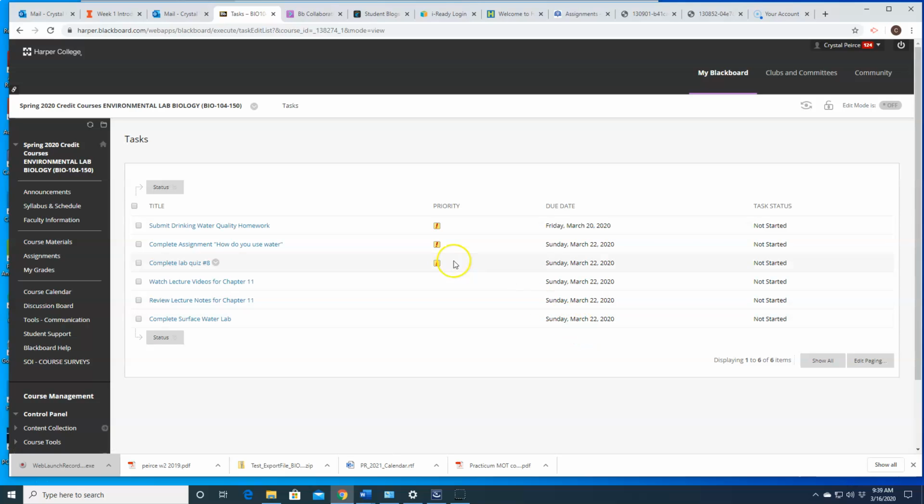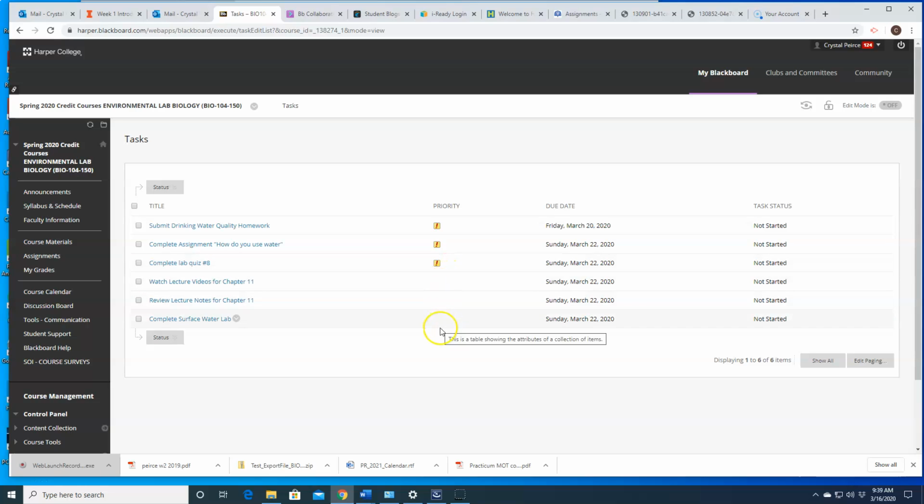but I've got until Sunday to do it. Things that are flagged are things that are high priority, which means these are things you have to submit to me for points this week. So the drinking water quality homework is due on Friday. The assignment, how do you use water, is going to be due Sunday night, and the lab quiz is going to be due Sunday night. So these little exclamation points just mean that these are things you need to turn in to me for credit.